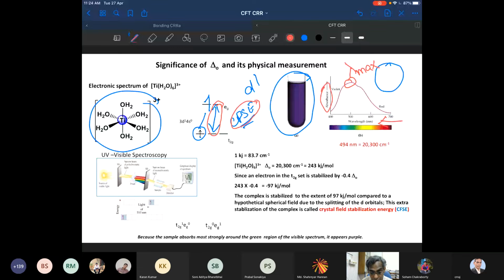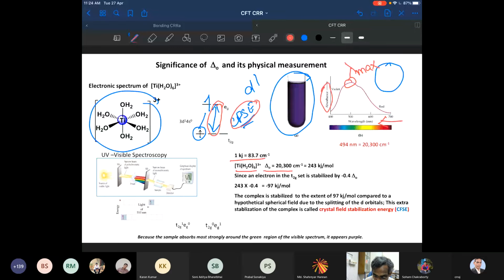So who decides the excitation? The energy gap and the energy of the light that is available with you. There is also, say for example, Beer-Lambert's law. Let's not go there.